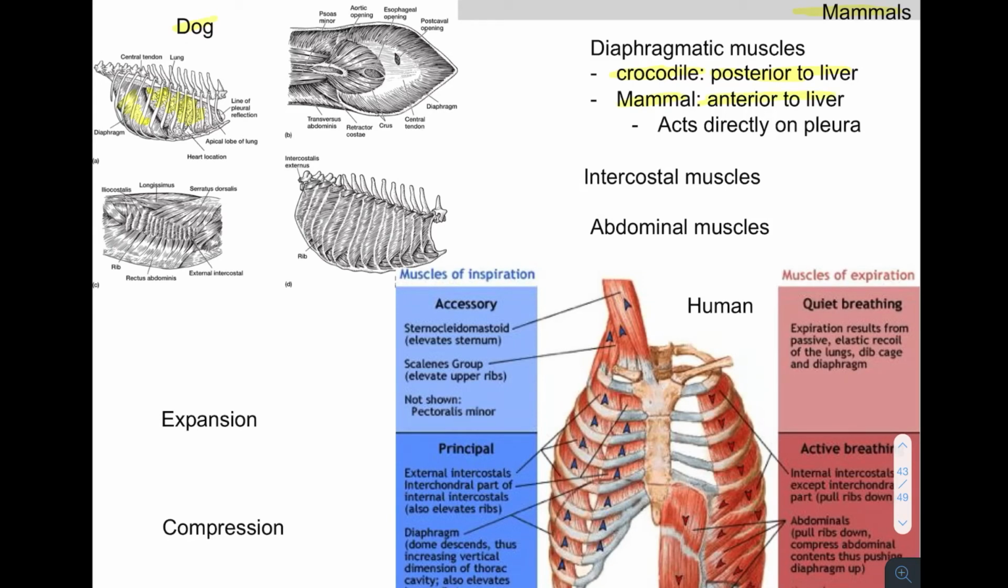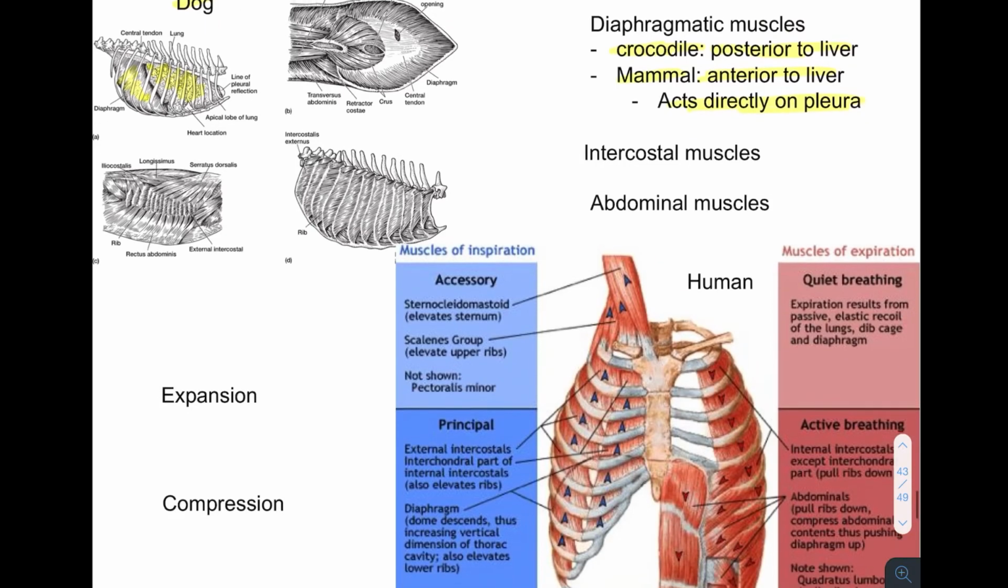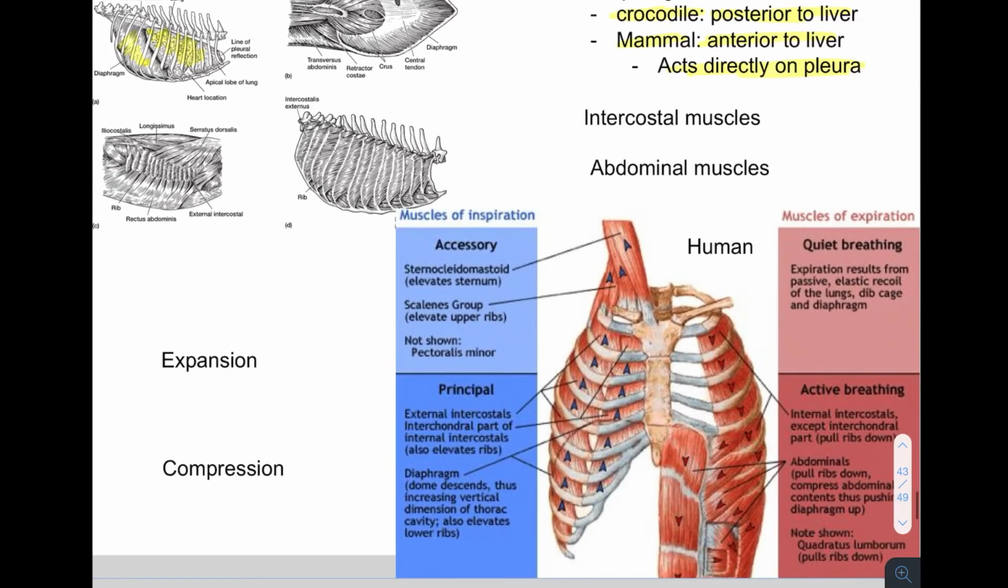Or you can think of it as in the crocodile, you've got the lungs, then you've got the liver, and then you've got the diaphragm muscle. In mammals, you've got the lung, you've got the diaphragm muscle, and you've got the liver after the diaphragm muscle. And that means that these diaphragmatic muscles are going to act directly on the lungs or on the pleura. However, let us not forget that we've retained also the ability to change our thoracic cavity size, not only with the flat diaphragm, but also with our rib cage.